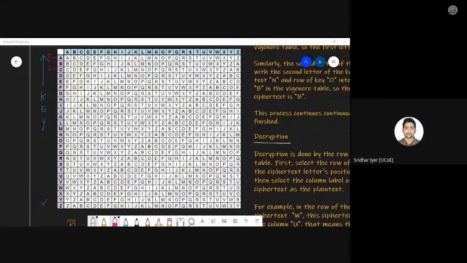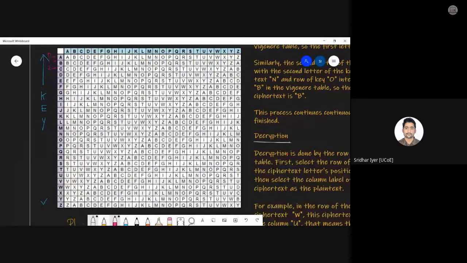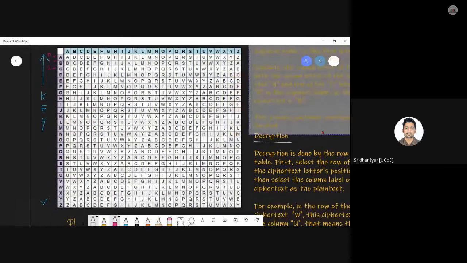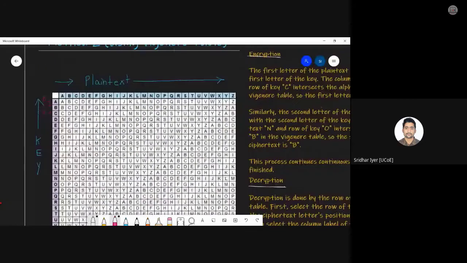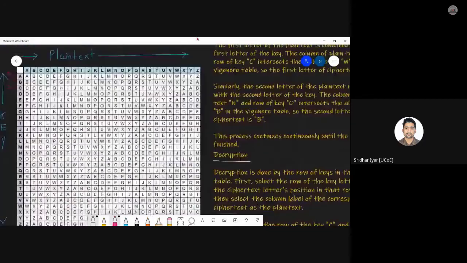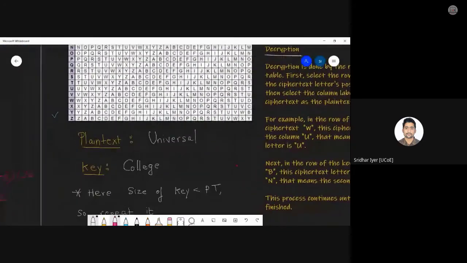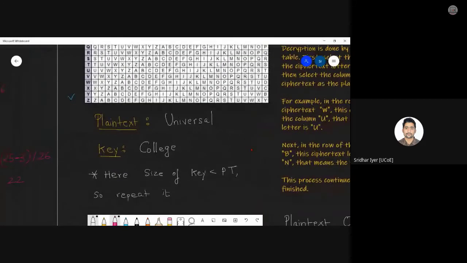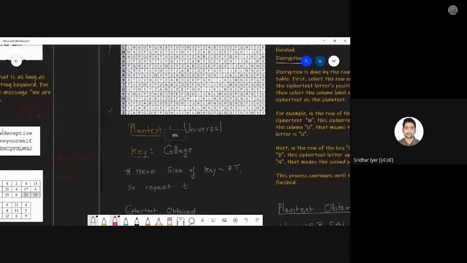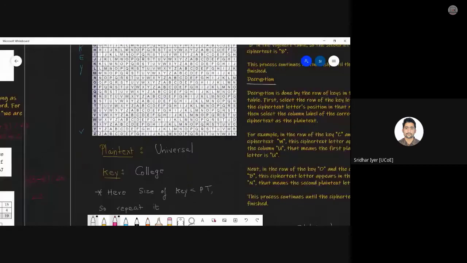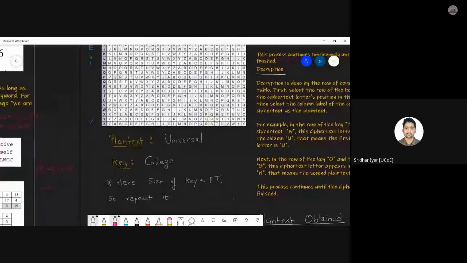Fine. So I will just give an example and I will tell you how to encrypt or decrypt using this method. The encryption is very simple. What you need to do is, for example, there is a key given. Okay, let me see the values here. So this is your plain text, universal, and key is college. So what you need to do is, again, the size of the key should be less than the plain text. So we need to repeat it again and again. So what happens is, as you can see, the key is of size 7.